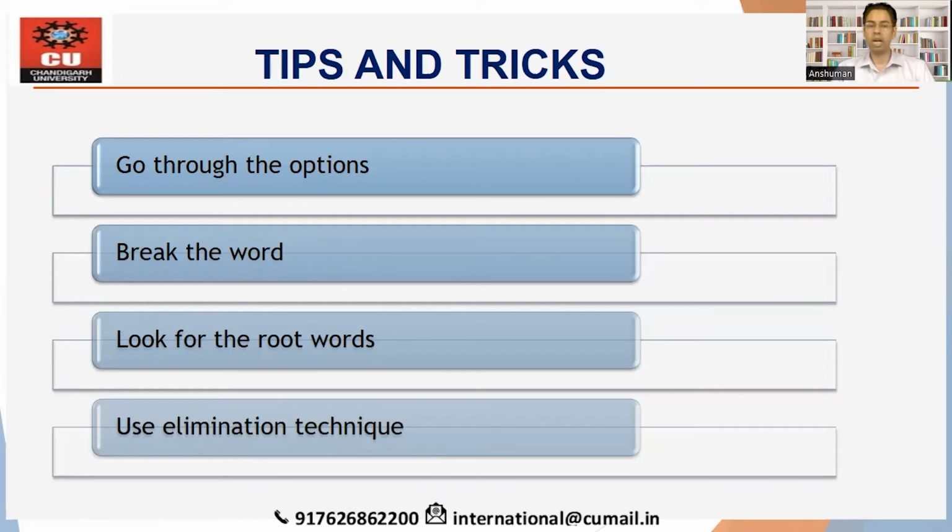You can also eliminate the options if you do not know the correct option. Yes, there are certain options. If you are solving a question based on synonyms and antonyms, if there are 4 options given, obviously there will be certain options which you can straightforwardly reject.